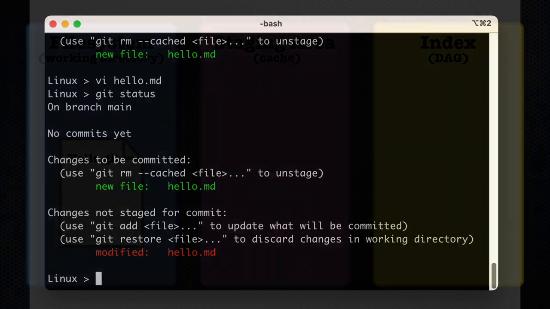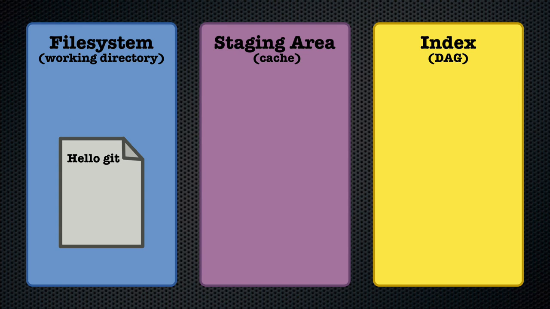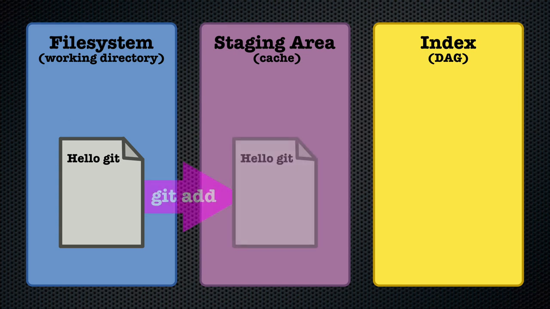So to recap, when we make changes to a file in our working directory, Git will notice this. If we add this file with git add, Git will copy our file to the staging area. If we then make further changes, Git will notice that the file in our working directory has changed again and will once again inform us about it. However, the version of the file that we added with git add earlier is still in the staging area.